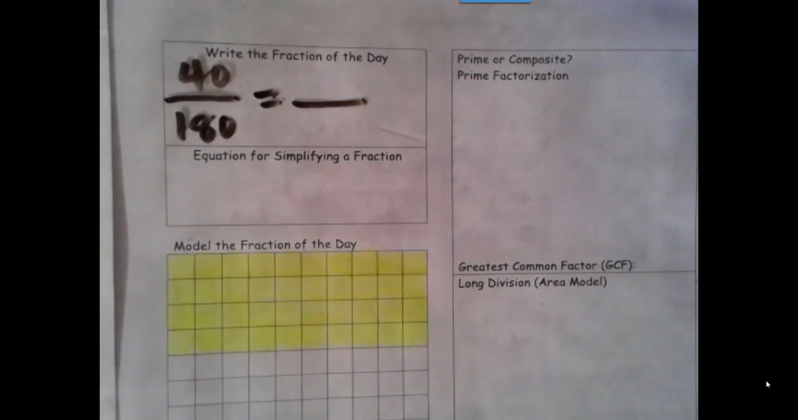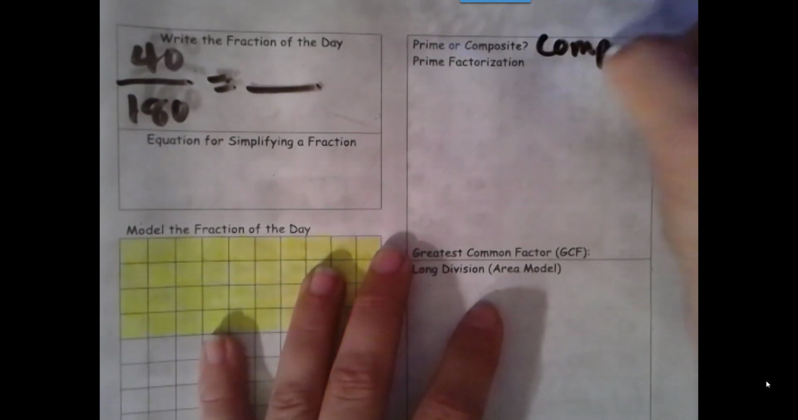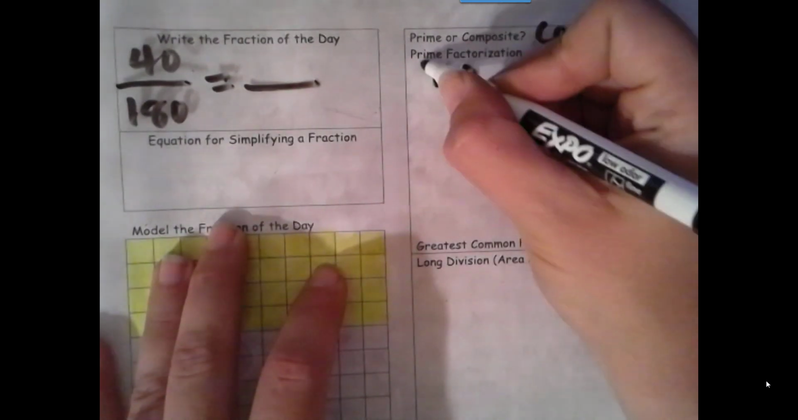Okay, now first we want to think, is that numerator prime or composite? Well, 40 is an even number and the only even prime number is 2, so it's composite. And you can always check on your prime number sieve if you want to make sure. So that means we have to do our prime factorization for both our numerator and our denominator.